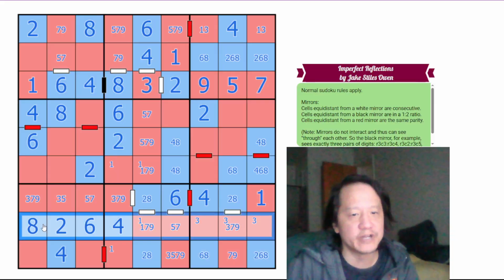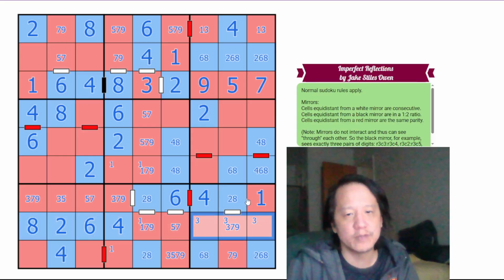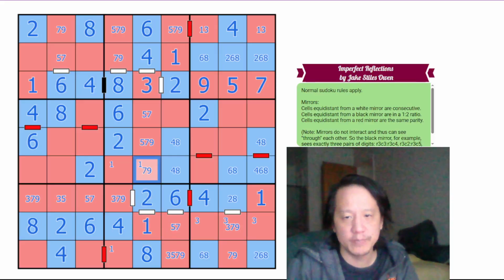Where is the 1 in row 8 then? Can't be any of these cells. This can't be because of the 1 in the box. This can't be because it's not consecutive with 6. So this must be 1 here, which is consecutive with 2. So this is 8, which means this cannot be 1 here.